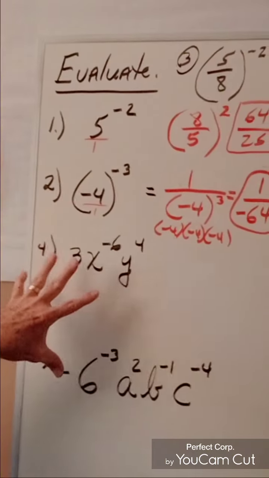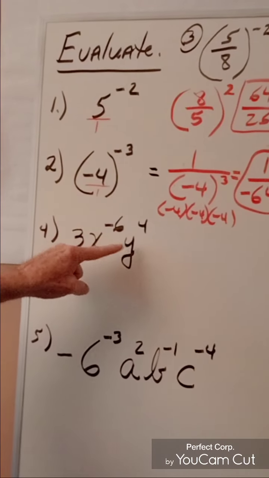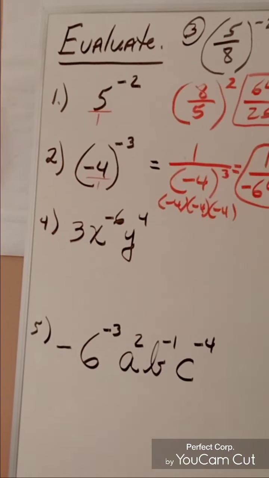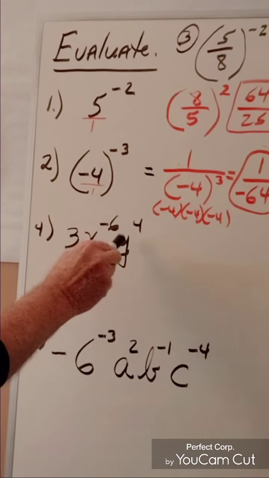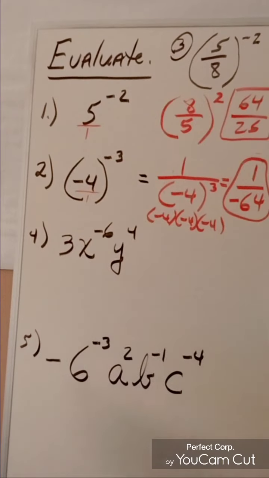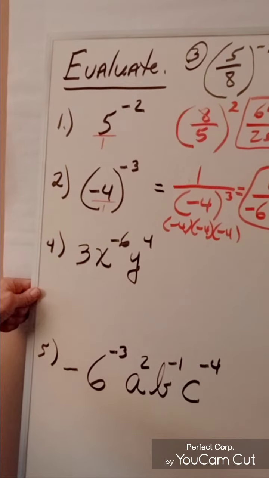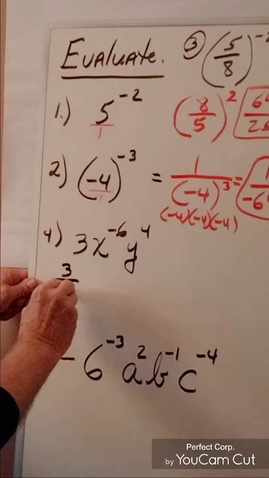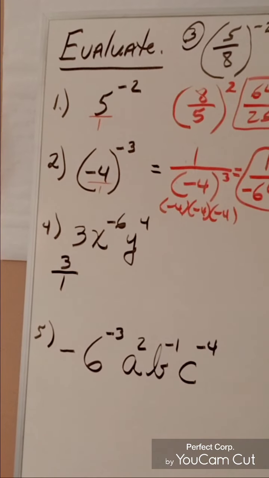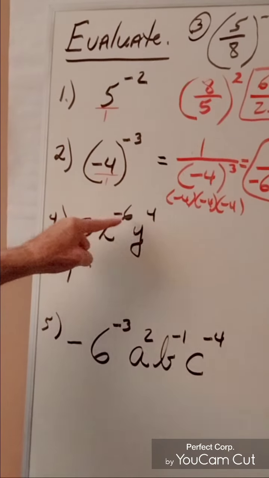Okay. Now, let's just add a little oregano. 3x to the negative 6th, y to the 4th. He's not changing. He's not changing. He is. Now we'll do it in stages. I'm going to bring down that 3. And I might just write it like this. I don't need to, but I will. Put a times sign. X to the negative 6th.